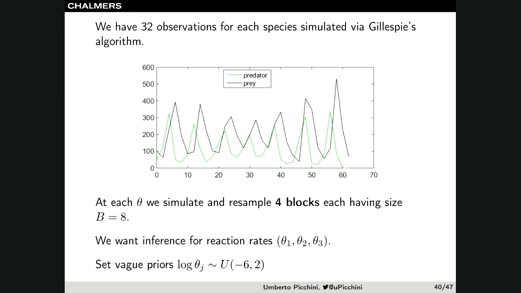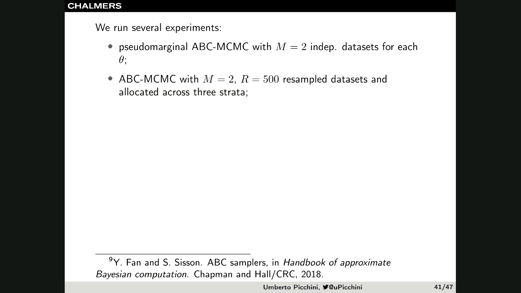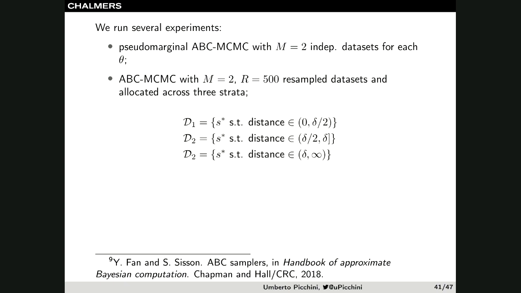on the parameters. We run a pseudo-marginal ABC with 2 independent datasets simulated at each iteration, right? It's a bit computationally expensive, so we use m equal to 2, and no stratification. Then we do ABC MCMC with 2 independent datasets at each iteration and 500 resampled datasets. So this is the stratified approach. We use 3 strata, for example, of this type.